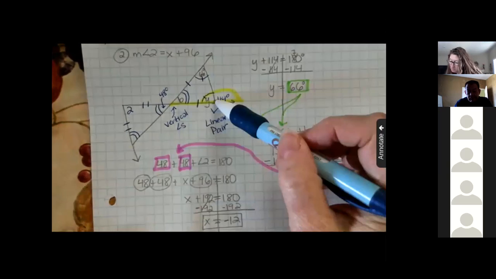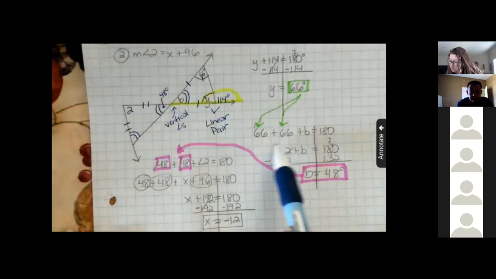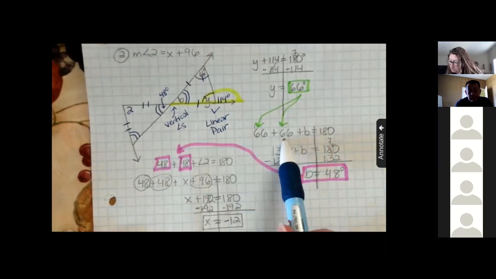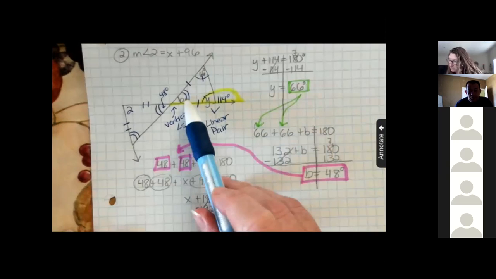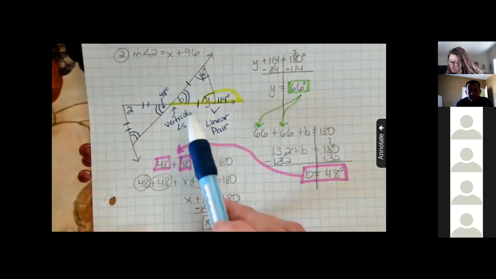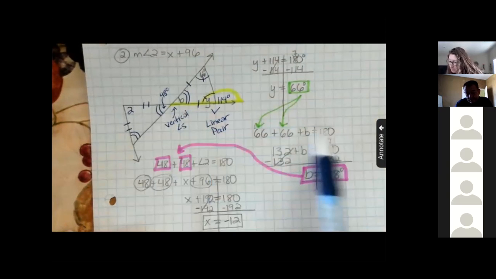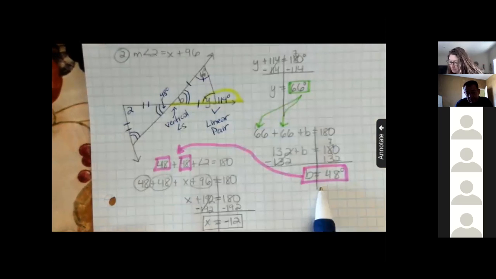Right? And I used that information, 66 plus 66 plus B. I just made a letter. Just don't use X because we're always using X for the missing one. And made it equal to 180 and solved for B.